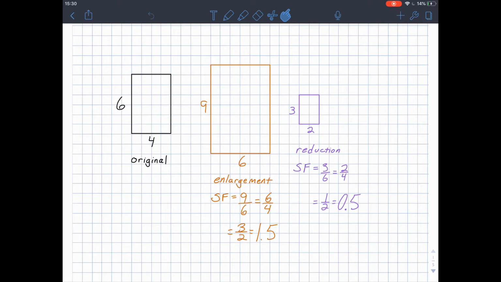And we would put the units from our scale reduction in the numerator and the units from our original in the denominator. So our scale factor for this reduction from the original rectangle is 3 over 6, which equals 2 over 4, which is a half. So as you notice, as I mentioned before, our enlargement has a scale factor that is greater than 1, and our reduction has a scale factor which is between 0 and 1.